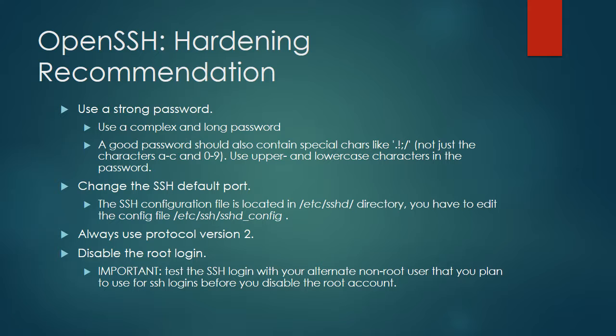Next, we have change the SSH default port. The default port of SSH service is 22. You should change that to make it less obvious that your server is running an SSH service. The SSH configuration file is located in the /etc/ssh/ directory. You have to edit the config file /etc/ssh/sshd_config.